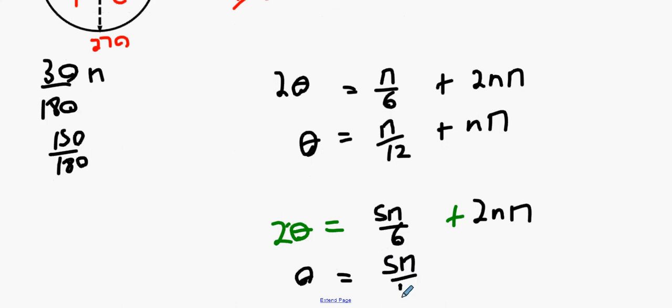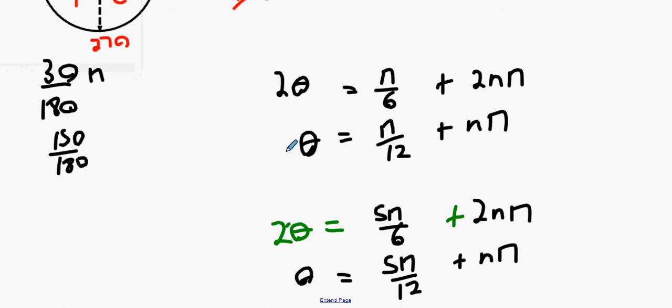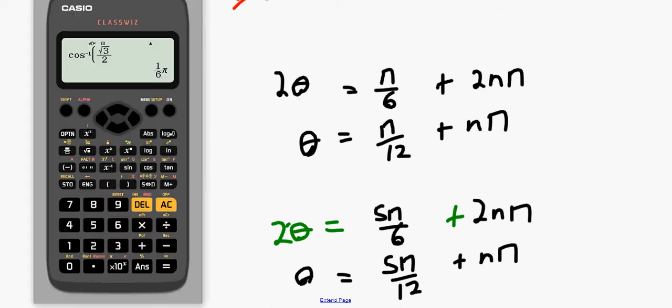Now, if you wanted to physically know what this actually means, sub in any n value you want. So an answer would be something like this. What happens if I put n equal to 1? What will happen there? What would be the first answer?